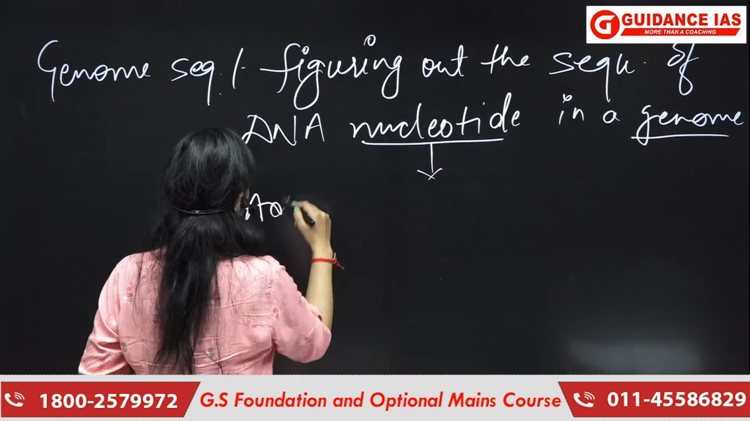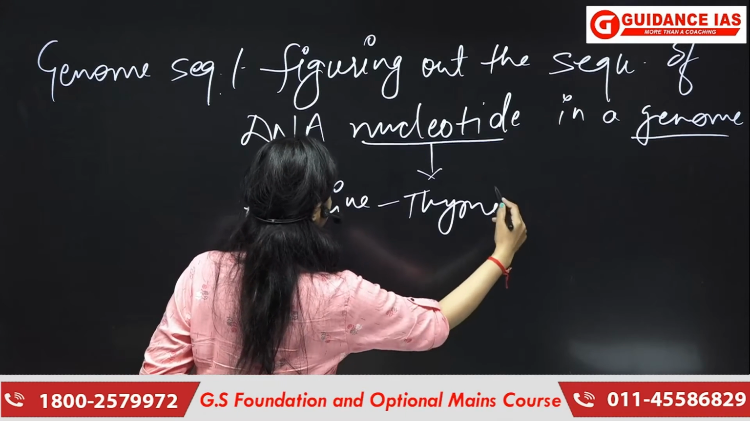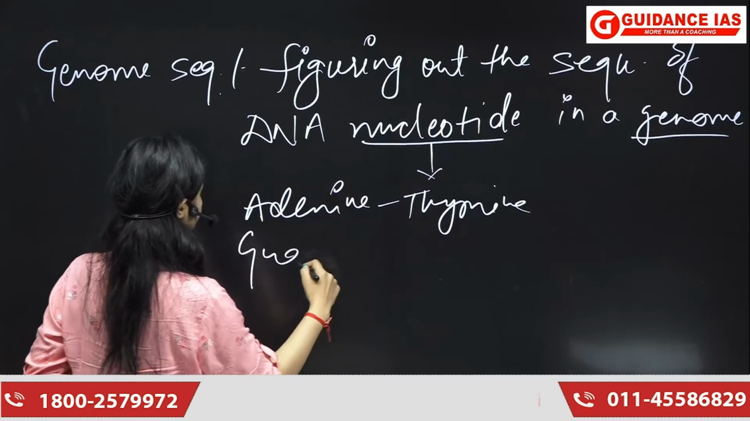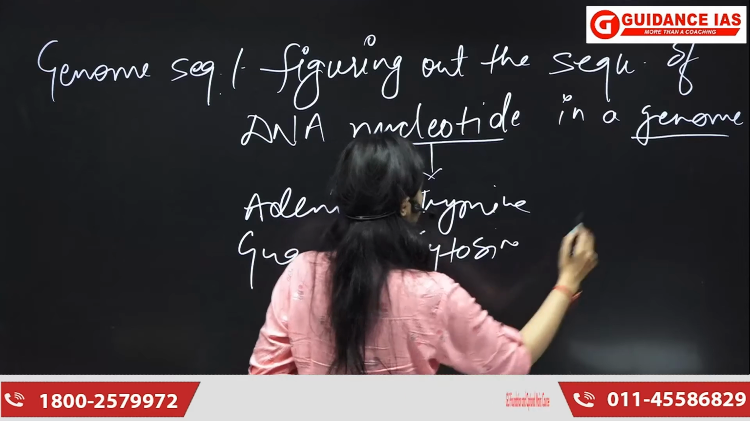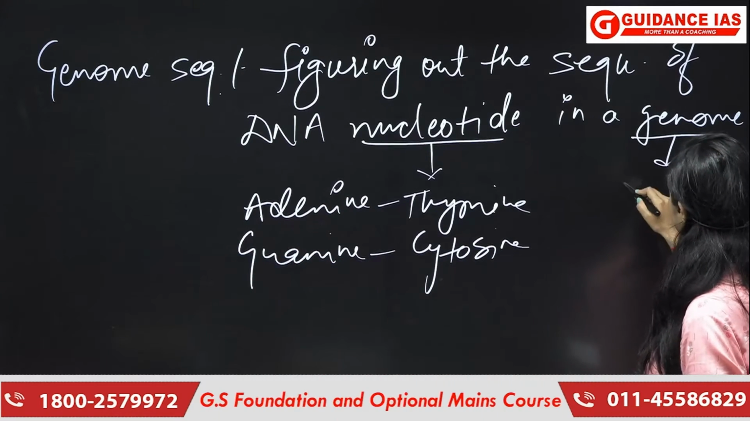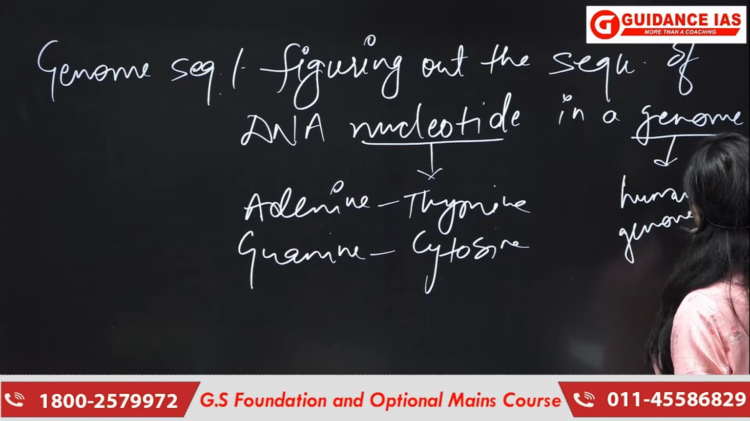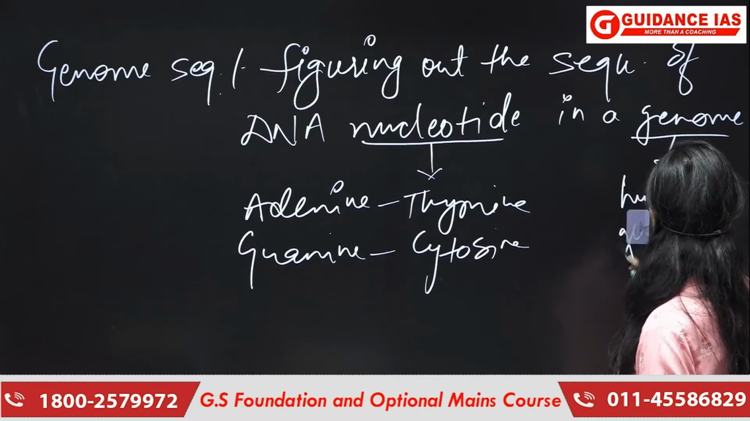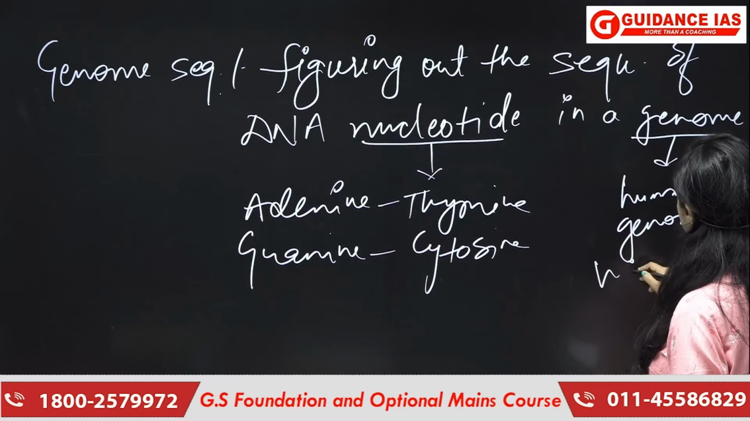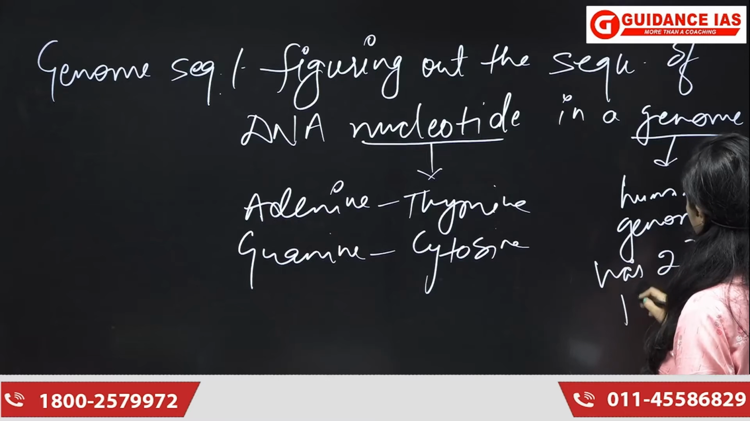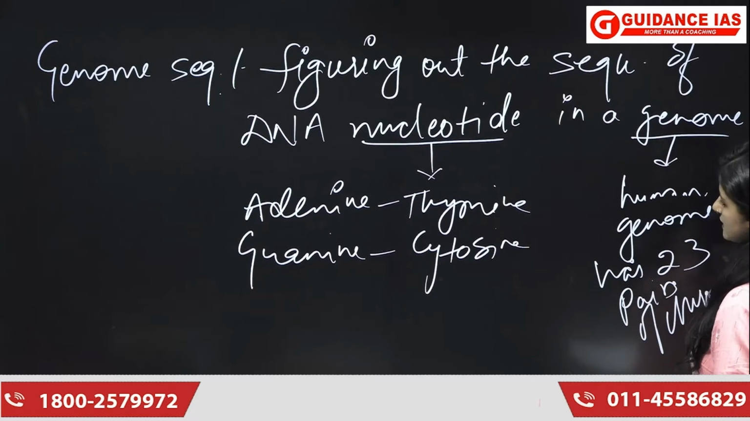न्यूक्लियोटाइड्स आपके पास होते हैं एडिनाइन, थाइमीन, गुआनिन, cytosine. At the same time, genome, we all know the human genome. If we talk about the human genome, okay, so this is the genome, right? It has 23 pairs of chromosomes. We all know this. This is a basic science fact.